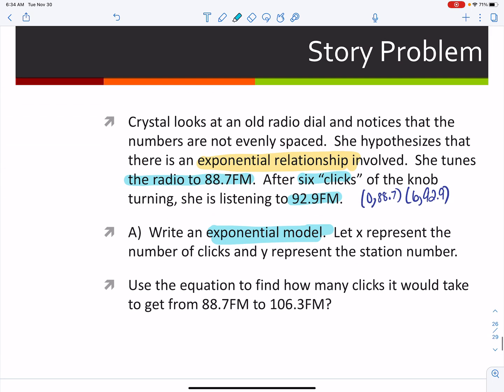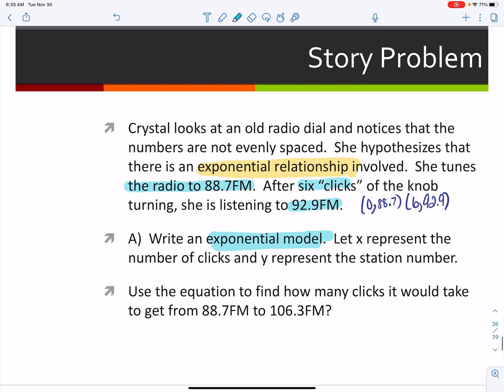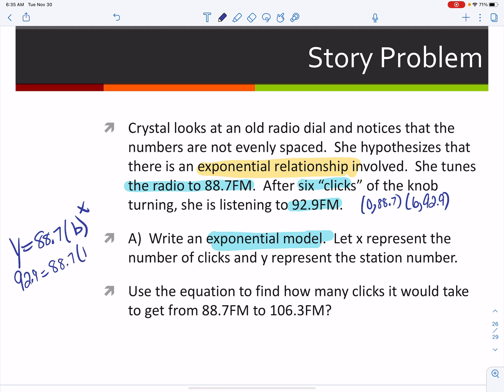Okay, so if you look at this to find this, I'm going to do what we did on our project. So we know that it starts at 88.7, and we know 1 plus R, so I'm just going to put a B here, to the X. Well, I know an X and a Y. I know it's 92.9 after 6 clicks, right? So I'm going to divide by 88.7. And I think I can do this part on my calculator. So 92.9 divided by 88.7, that's 1.0474, b to the 6th.